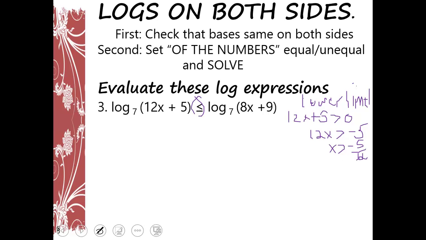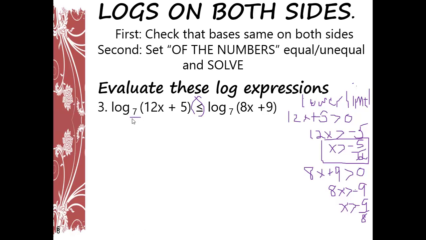And then our other limit we have to be careful of is 8x plus 9 has to be greater than 0. So 8x has to be greater than negative 9, and x has to be greater than negative 9/8. Okay? This one is bigger. So this is the one that we're going to have to be careful of and use in our expression at the end. Now, we know that we're at the same base on both of these logs.